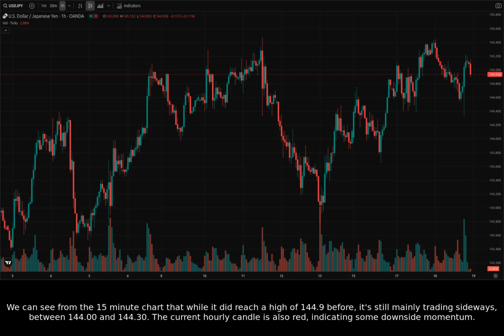We can see from the 15-minute chart that while it did reach a high of 144.9 before, it's still mainly trading sideways, between 144.00 and 144.30. The current hourly candle is also red, indicating some downside momentum.